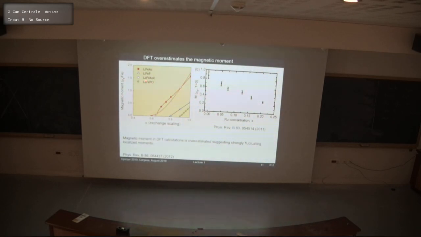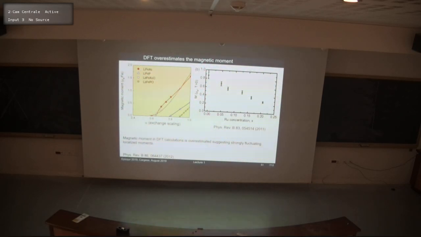Even for this lanthanum-iron-phosphorus case, which I showed you that experiments are in reasonably good agreement with calculations, if you check what is the magnetic moment based on those calculations, it's very large. And this doesn't make sense because this system is a paramagnet. So obviously it has a problem with magnetism.